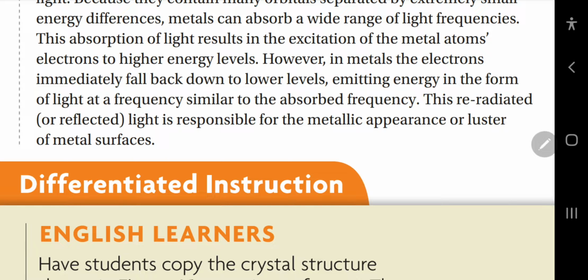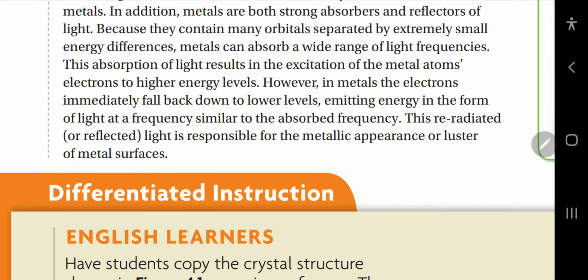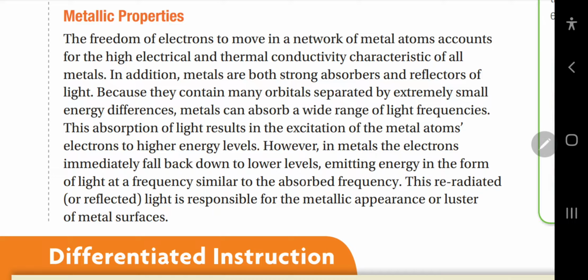Why are metals shiny? Because they are reflecting light. They will take light and reflect it again. So the sea of electrons is the main factor that gives metals their own and unique properties.